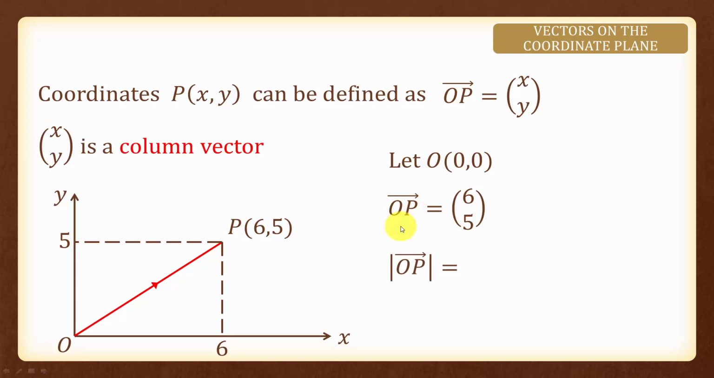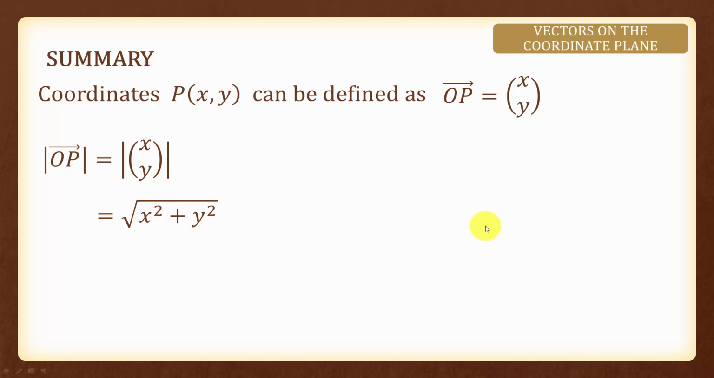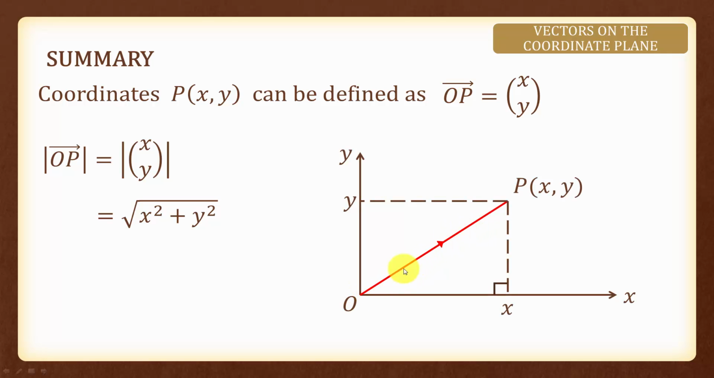Given this, the magnitude of position vector OP will be equals to, once again using Pythagoras theorem, square root of 6 squared plus 5 squared, which is equals to 7.81 units rounded off to 3 significant figures. In summary, coordinates P can be defined as the vector OP, and it can be written in this column vector form. The magnitude of vector OP is equals to the square root of x squared plus y squared, because the vector OP here will form a right angle triangle whereby the horizontal length here is x and the vertical length here is y.